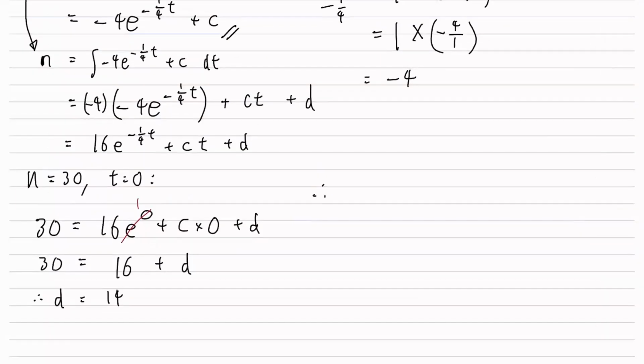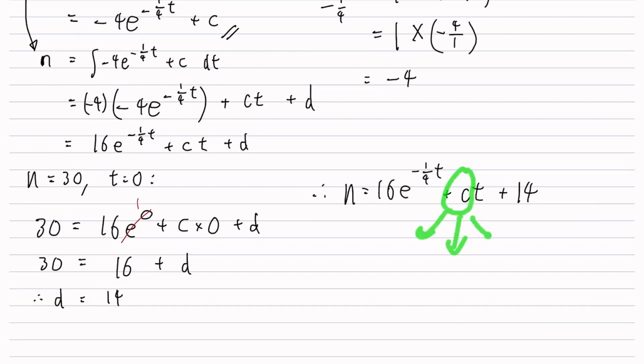Therefore, we get n equals 16 times e to the -1/4 t plus c times t plus 14. Last time in the old syllabus, when you want to sketch a family of solution curves, this is expected. When you got an unknown c, you just plug in different values of c. So I like to pick -1, 0, and 1. Then you draw the graph for each value of c.